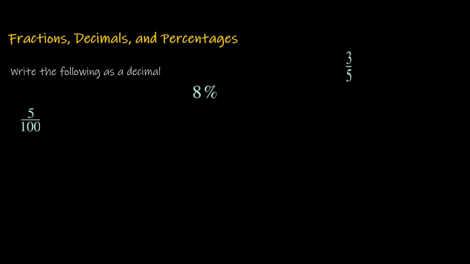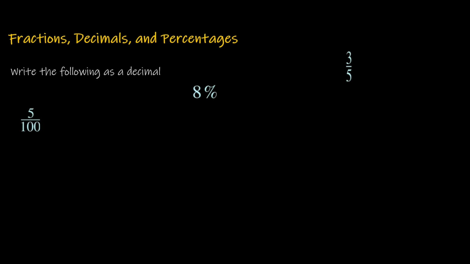In this video, we're going to be looking at fractions, decimals, and percentages. And in this particular example, we're going to be writing the following as decimals. So we're converting fractions and percentages to decimals. In the first example, we have 5 divided by 100.